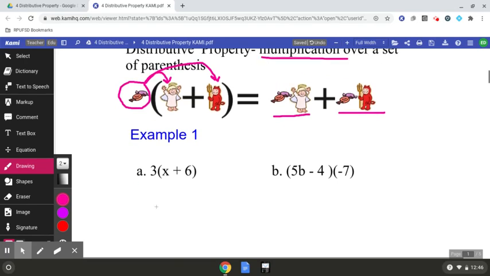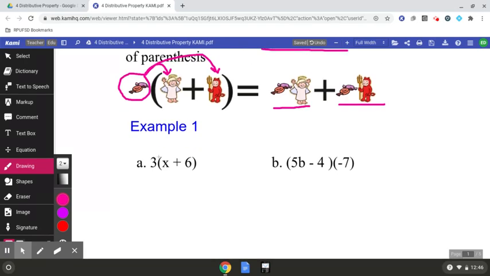So example 1 says 3 parentheses x plus 6. The number outside the parentheses is a positive 3. And we're going to distribute that to both terms here. So I'm going to do it step by step, and I'm going to write out my work. I'm going to do 3 times x first. Then I'm taking that 3, and I'm going to distribute or multiply it by that other number in the parentheses, the 6. So I'm doing 3 times 6.